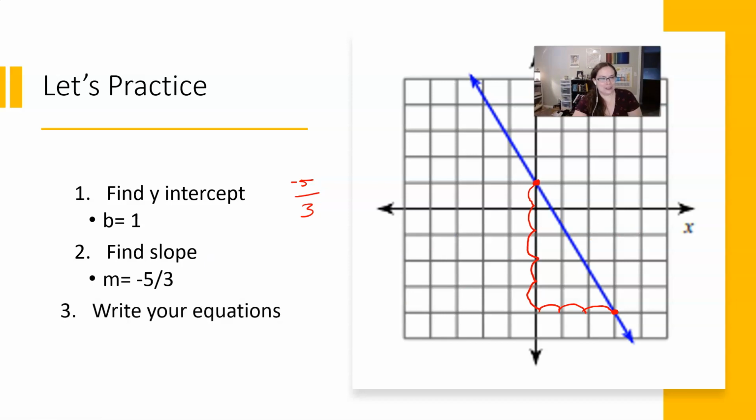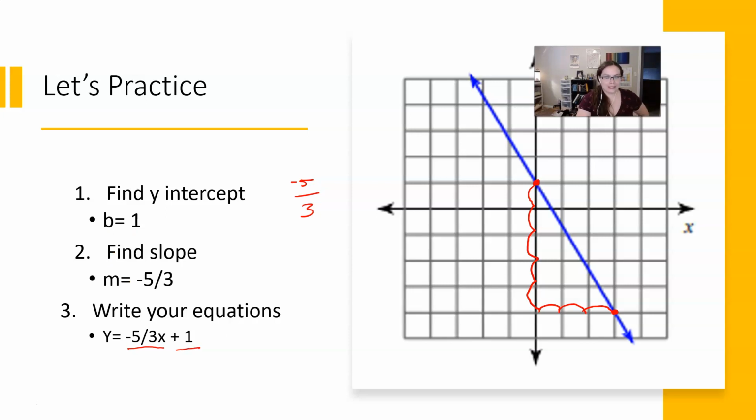And the last thing I'm going to do is plug it into my equation. y equals mx plus b. Well, slope is m, so that's this value. And then our b is positive 1, so that is this value.